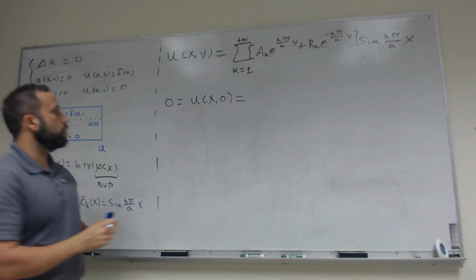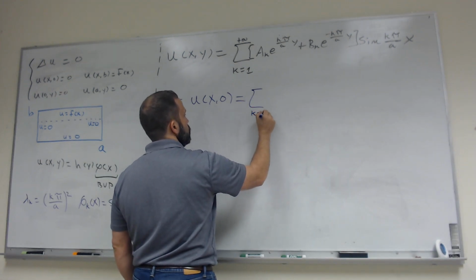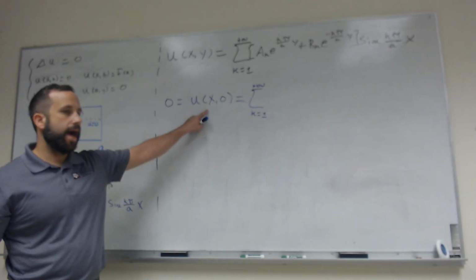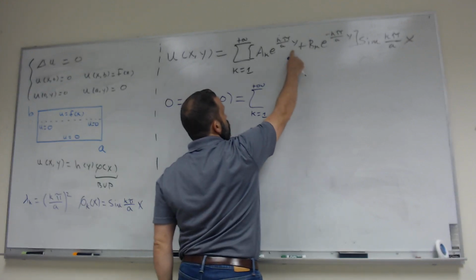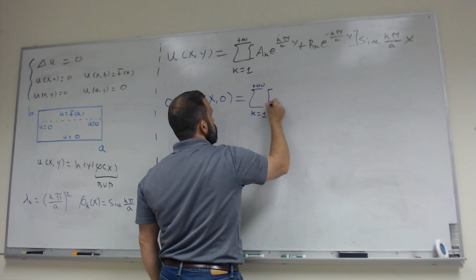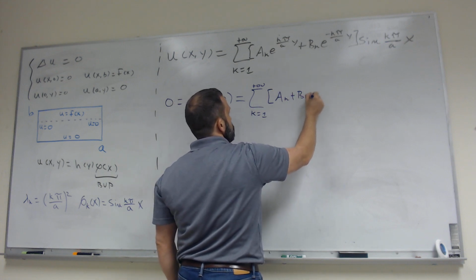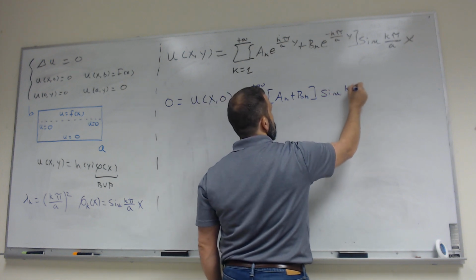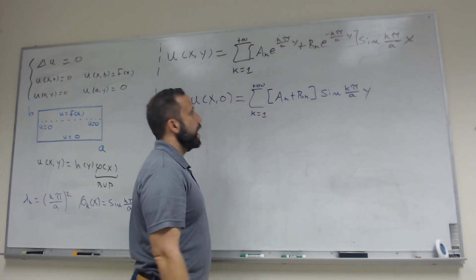Okay, let's think about what I'm going to get when I plug in y equal to 0 up here. So x is whatever it is, and y is equal to 0. When I plug in 0 up here, this exponential is 1, that exponential is 1. So what we have is AK plus BK sine of k pi over a y, x.